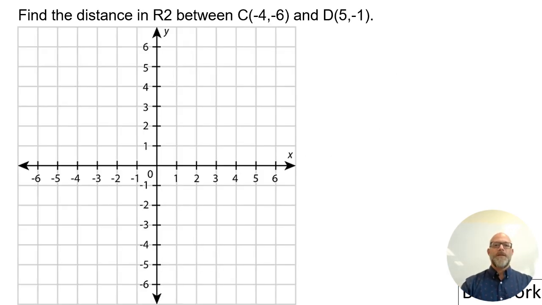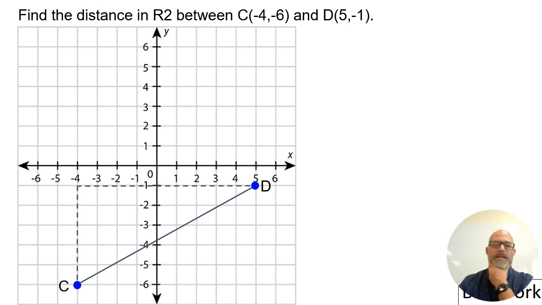Okay. This is the same question, except it's now happening on a Cartesian coordinate plane. It says find the distance in R2 between C and D. Only now you need to plot the points C and D, put a distance between them, and then imagine that there's a right triangle. In R2 on a Cartesian coordinate plane, that right triangle is always embedded since the axes are at right angles. All right, so how are we going to get that distance CD?